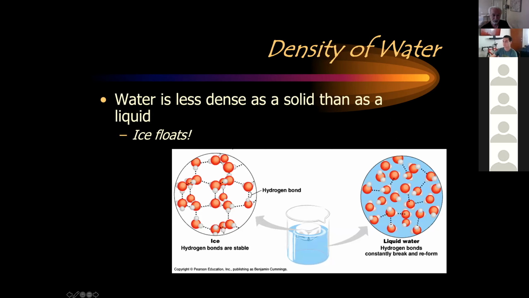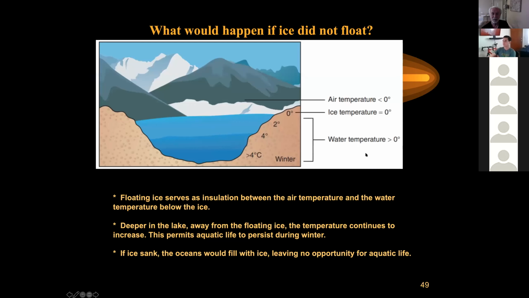The water is less dense as a solid than it is as a liquid, which means that ice floats. In the case of ice, where all the water molecules are hydrogen bonded, if you put that in with liquid water, where some are bonded and some aren't, the ice is less dense and it floats. And that is very important. What would happen if it didn't float?